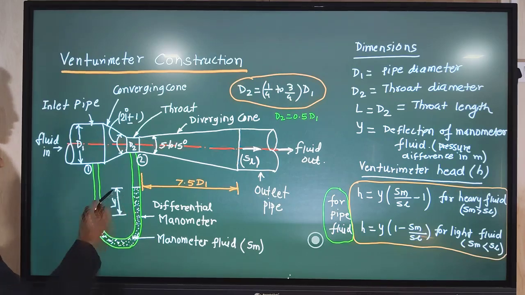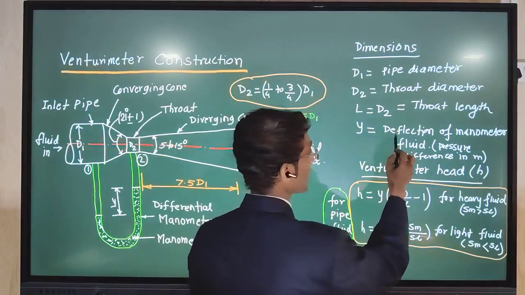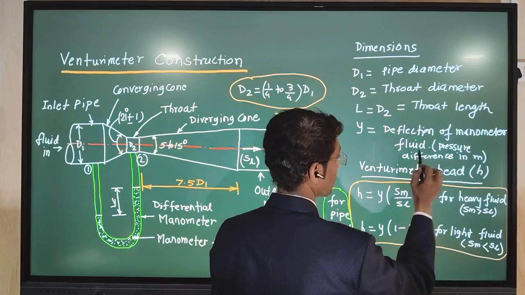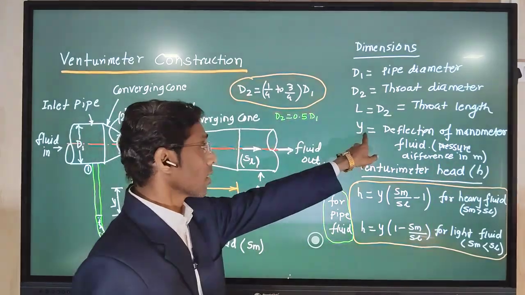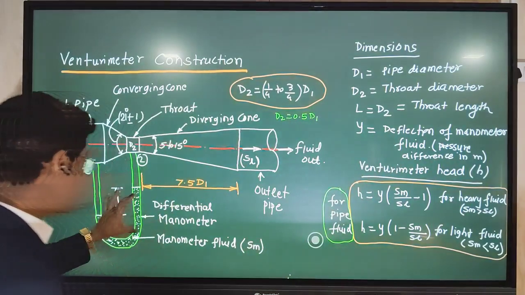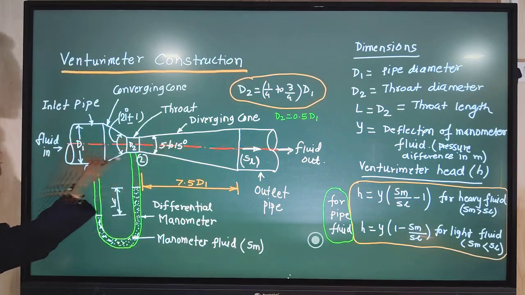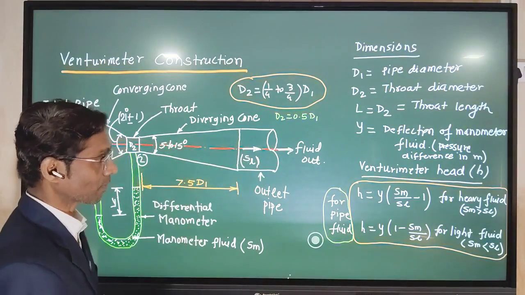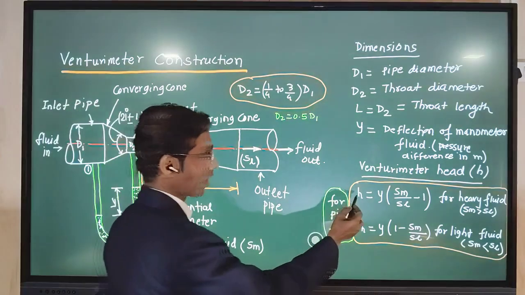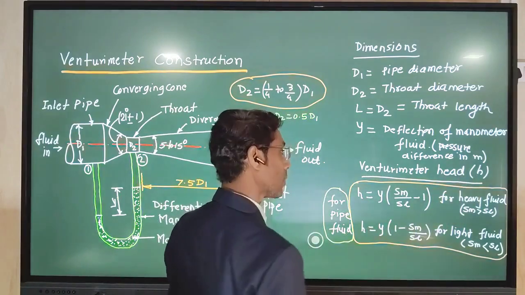This level difference is called Y. It is shown by the letter Y, which is the deflection of the manometer fluid, in meters. This Y deflection is in terms of the manometric fluid. We have to convert this Y deflection into terms of the fluid which is passing through this pipe. For that we use a formula. This is called the Venturimeter head, denoted by H.